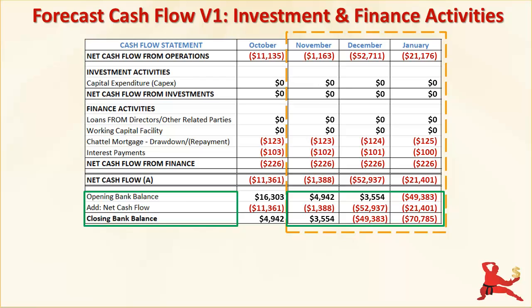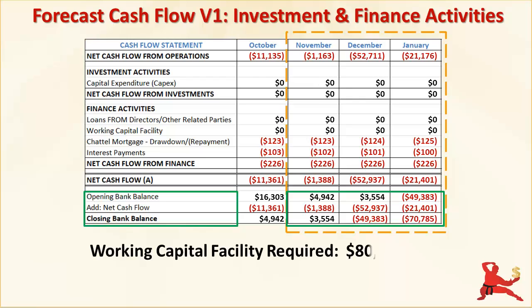So let's say we arrange for a working capital financing facility of $80,000 to cover us during the forecast period. We'll assume that the interest rate is 10% per annum and we pay interest monthly in arrears. That is, we pay interest at the end of the month. So let's now go and incorporate this debt financing into our forecast numbers and see what happens.